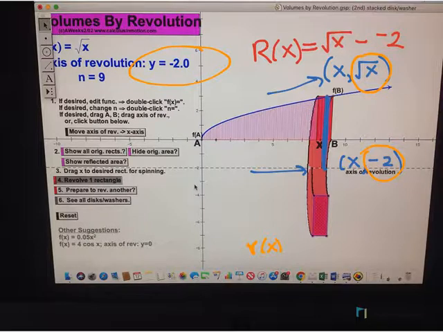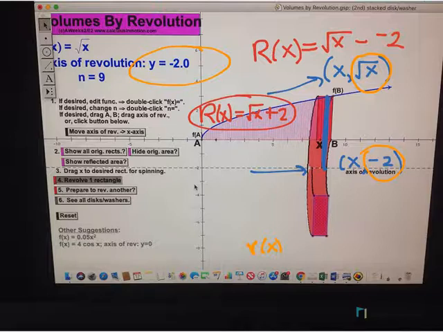So what is uppercase R of x? It is the square root of x minus negative 2, or if you simplify, you get the square root of x plus 2, because minus negative 2 is plus 2. So that's our function uppercase R of x. And we're going to take that and substitute it for uppercase R of x in the washer method formula, the integration formula for the washer method. And now we need to find lowercase r of x.